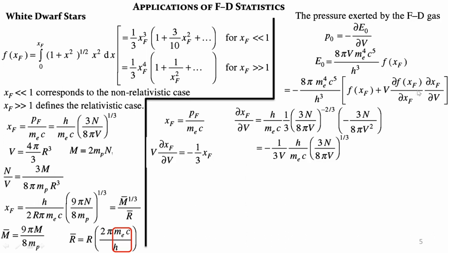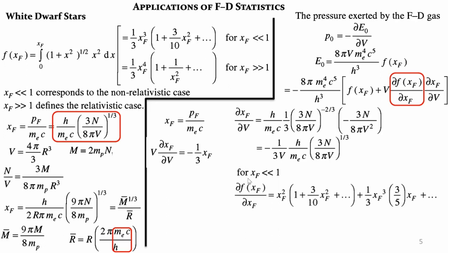Now let us proceed to obtain this value, del f over del xf. For this part we have to proceed in two different ways. One is for the non-relativistic case, which is this one. Now we have to take the derivative of this with respect to xf. Again, this can be divided into two functions. This is, say, the first function, and let us take this as the second function.